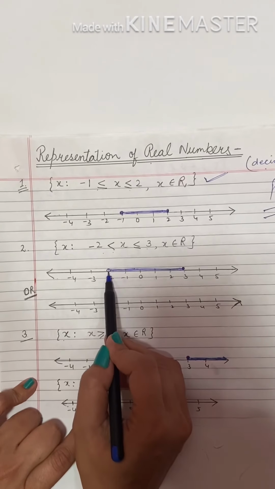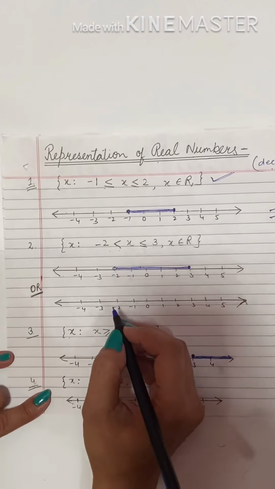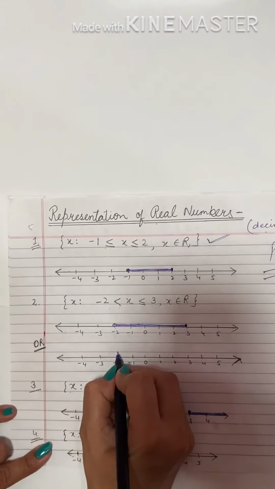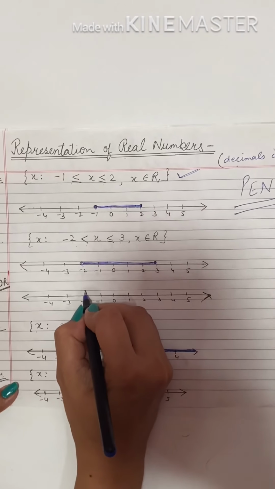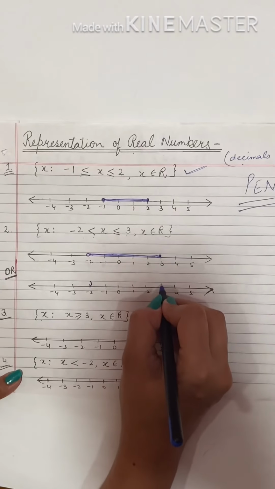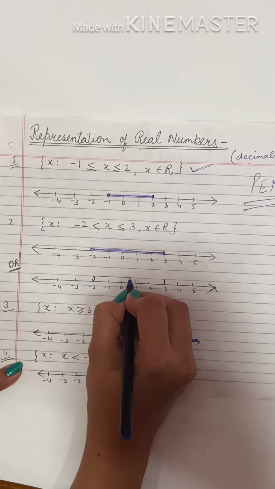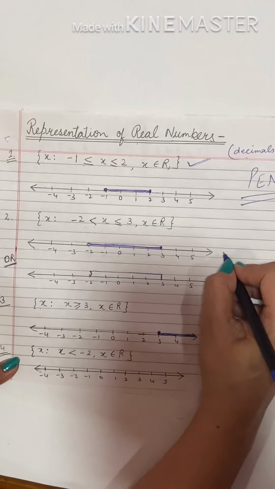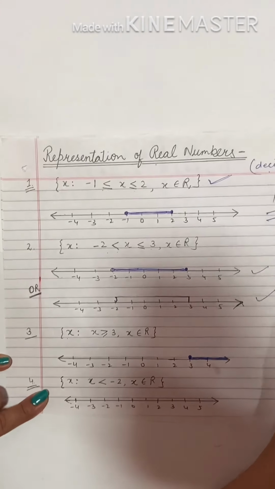Another method of representing them, if you don't want to put these dark circles or empty circles, is this: if the same solution is there, minus 2 is not included, so a small curve will be drawn here because minus 2 is not included, and 3 is to be included, so a straight line will be put on this 3, and then you can join them. These two are representing the same solution, right?